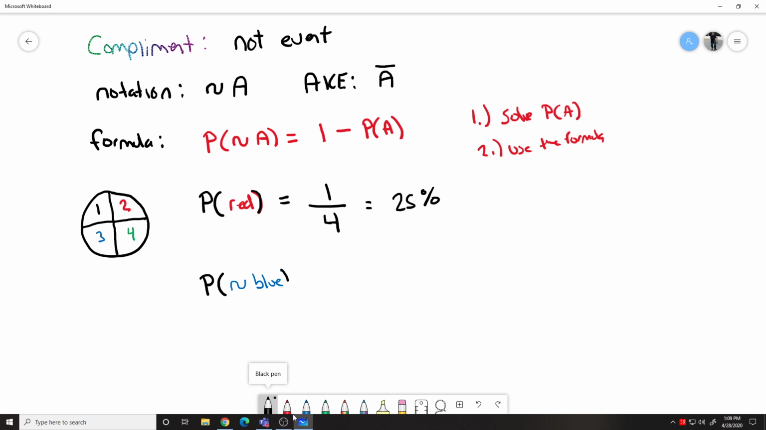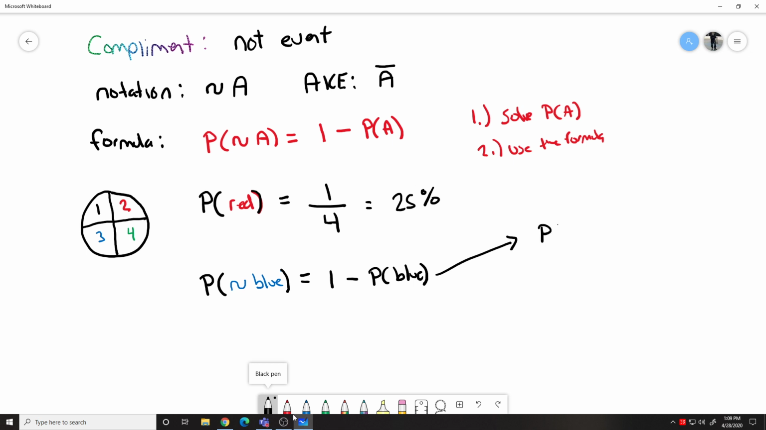What's the probability that I do not land on blue? So I win the game if I land on anything but blue. So what's the probability of not getting blue? Well, you know the formula is going to be 1 minus the probability of landing on blue. So we're going to come off to the side here and figure out what that is.